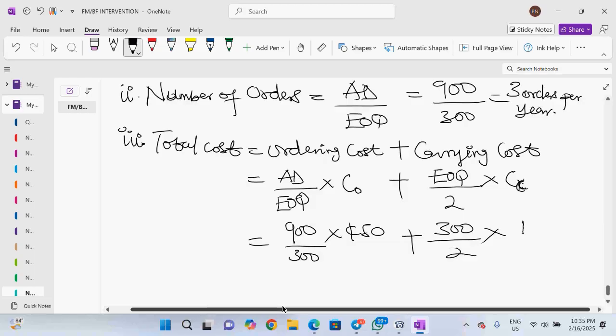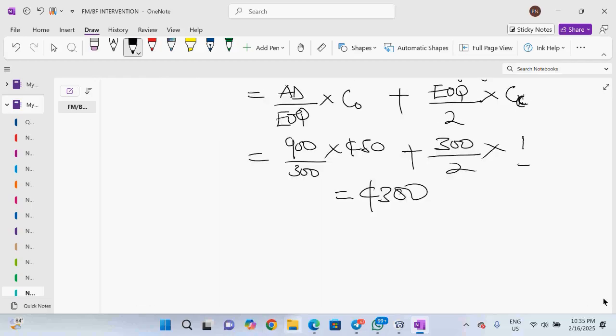So what then is our inventory cost? It should be 300. That'll be 300, right? So that is it for that.